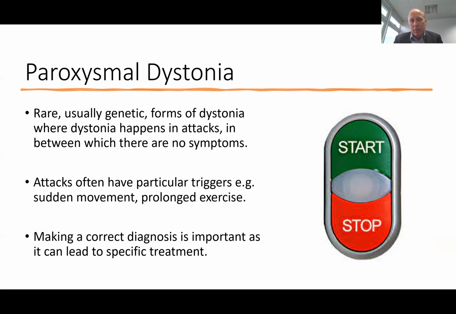And making a correct diagnosis for these types of dystonia is important because there are some specific treatments for these rare types of paroxysmal dystonia. So they are rather unusual conditions. It can be difficult to make a diagnosis, sometimes difficult for them to be recognized correctly. But they are important conditions because they certainly cause symptoms, but there can be specific treatment that you can give.